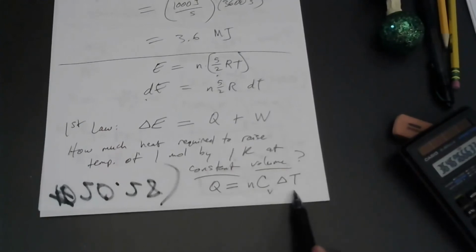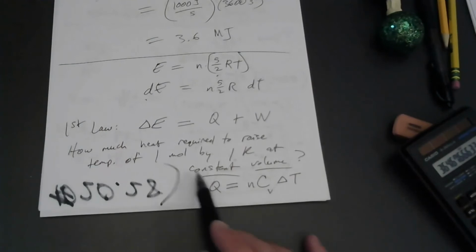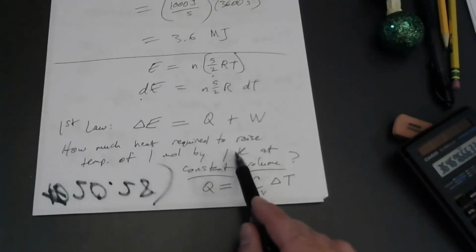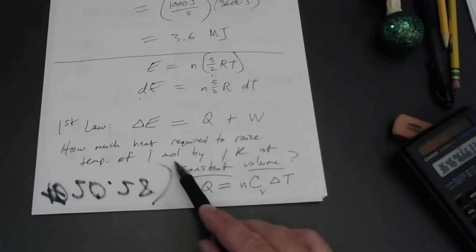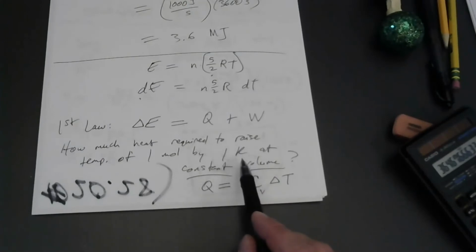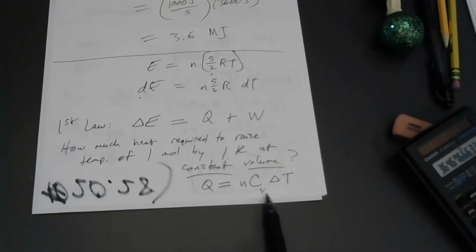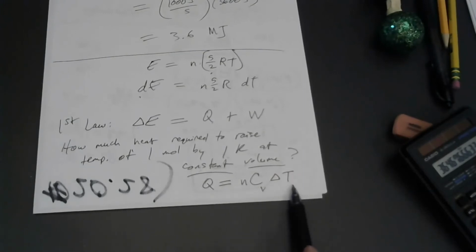So here, this is more general. It doesn't have to be 1 Kelvin. But this C sub V would be this quantity. C sub V is how much heat is required to raise 1 mole by 1 Kelvin at constant volume. That's this number right here. So if you want the amount of heat required to raise n moles by delta T kelvins at constant volume, you would use this formula.